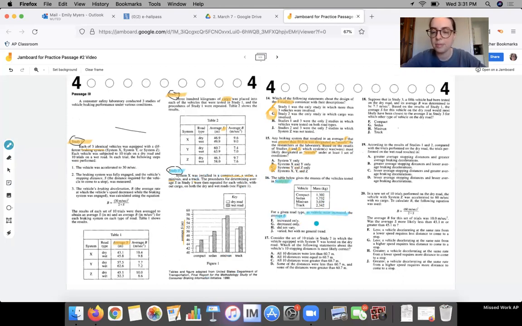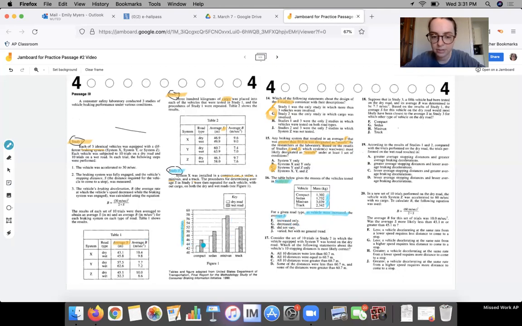So this is a pretty common ACT science format. Basically, mass goes up, does this other variable go up, go down, or not show a relationship? Okay, it looks like from compact to sedan, it increases. Sedan to minivan, it increases. Minivan to truck, it decreases. So increase, increase, decrease. Is that true for average S in this graph?